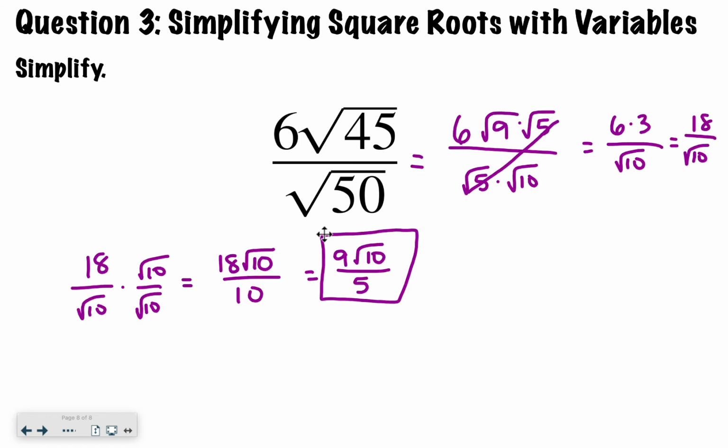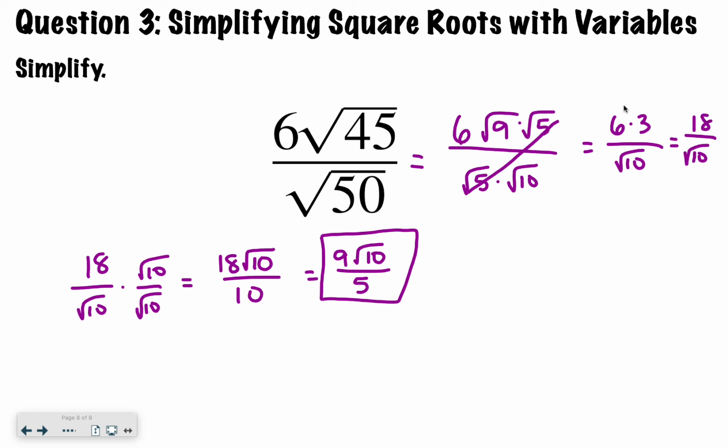All right, for this problem, hopefully you said your final answer was 9 square root of 10 over 5. You can see I started by splitting up 45 into 9 times 5, and then square root of 9 was 3, and then the square root of 5 on top canceled with, when I split square root of 50 into 5 times 10, became a 5 there. So those canceled, so I had 6 times 3 on the top and square root of 10 on the bottom.